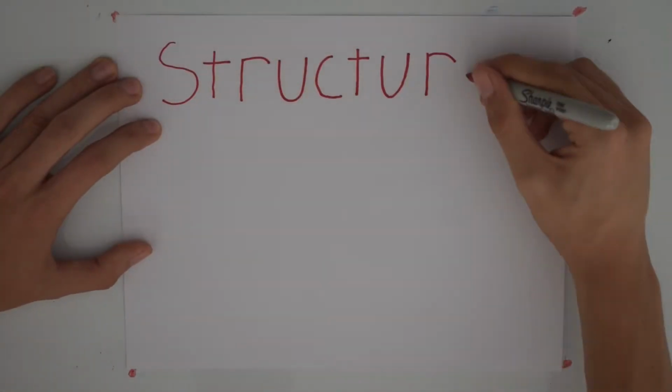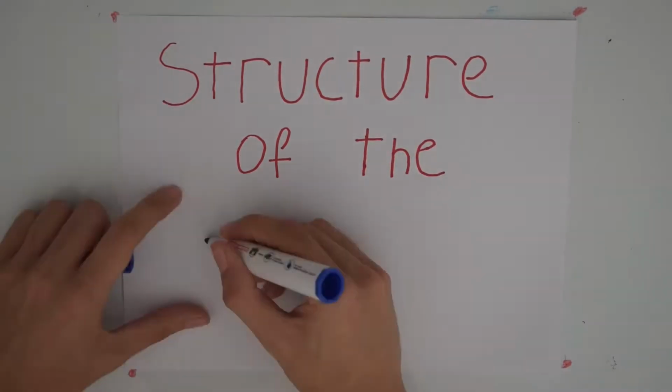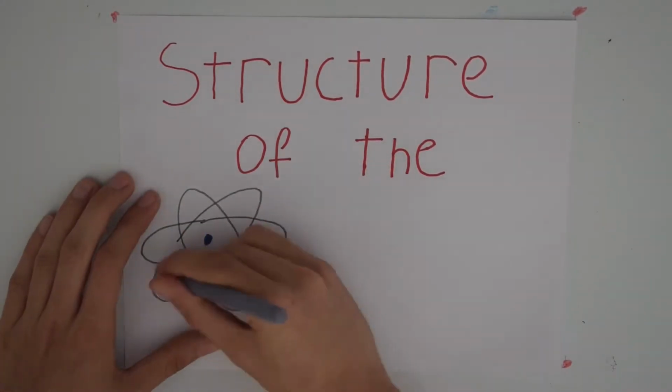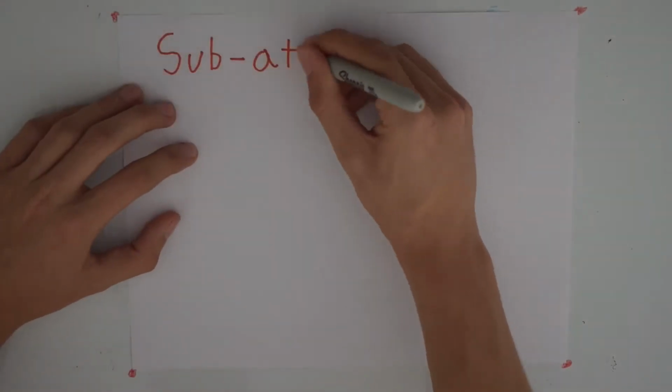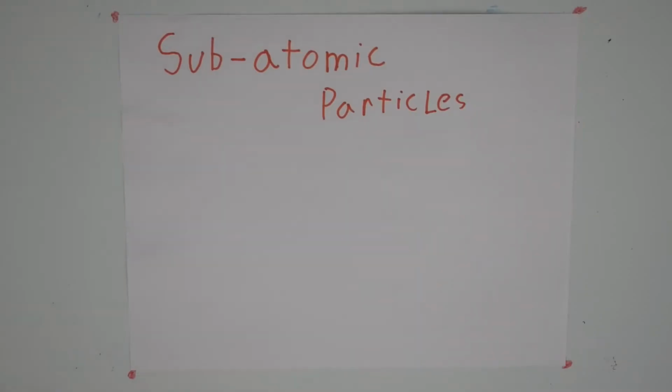Hey guys, welcome to this physics review series for chapter 7. We're going to start from the basics with the structure of the atom. So the first thing we're going to talk about are these things called subatomic particles.